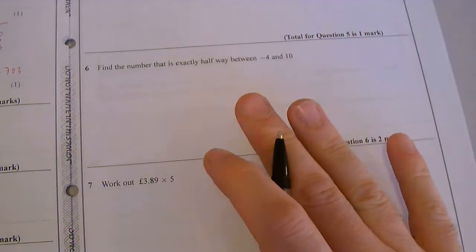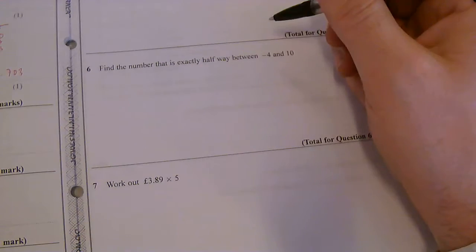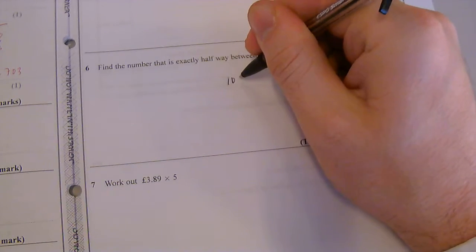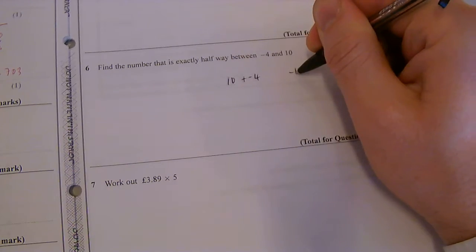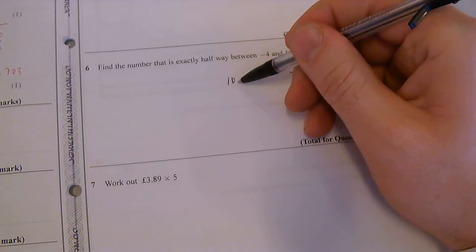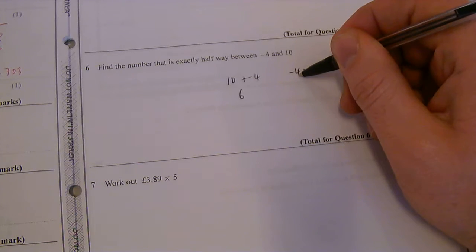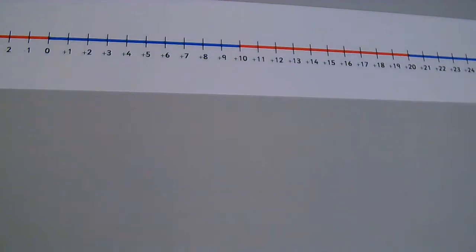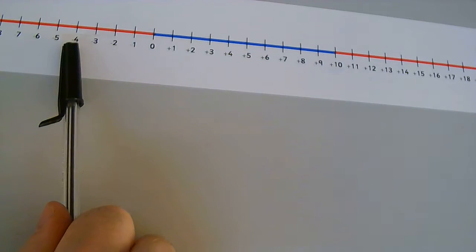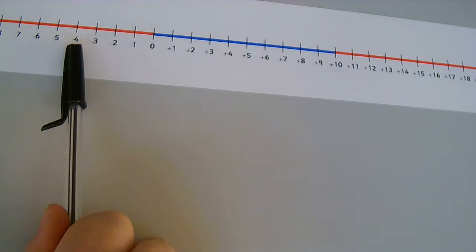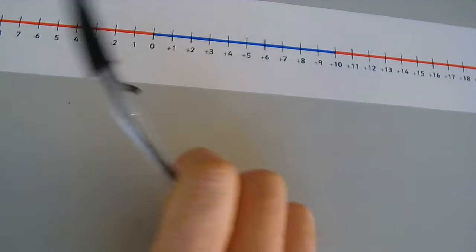And then we've got number 6. Find a number exactly halfway between minus 4 and 10. So if you want to find the middle of two numbers, the easiest way to do it is add them. So 10 add minus 4, or minus 4 add 10, doesn't matter which way you get it. 10 add minus 4 is the same as 10 take away 4, which is 6. If you look at this number line I've got on the desk, it's quite easy. So I was going from minus 4, which is here, and I'm going to add 10. You can see I end up at 6. So that's easy to see.